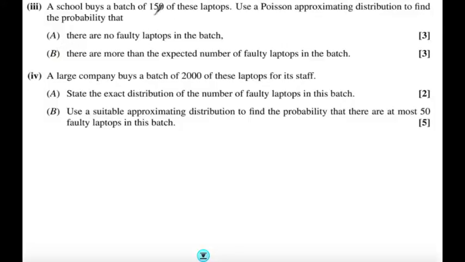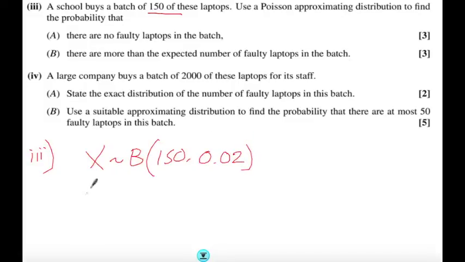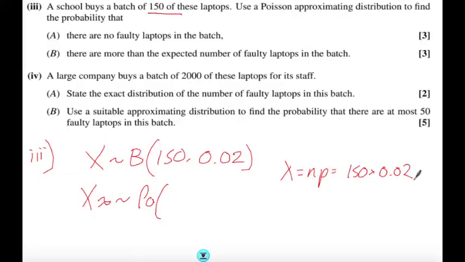Right, so now we see n is large. A school buys a batch of 150 of these laptops. Using a Poisson approximating distribution, find the probability that there are no faults in this batch. Okay, so if x is originally a binomial with 150 trials and p 0.02, then we know x is approximately a Poisson with lambda equal to np. So in other words, 150 times 0.02, which is 3. That's a nice number.